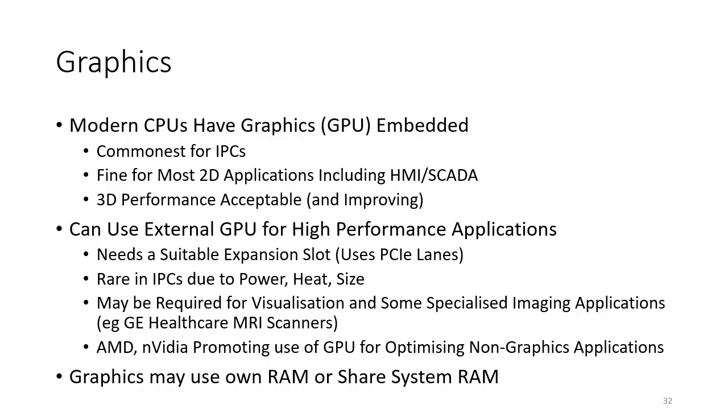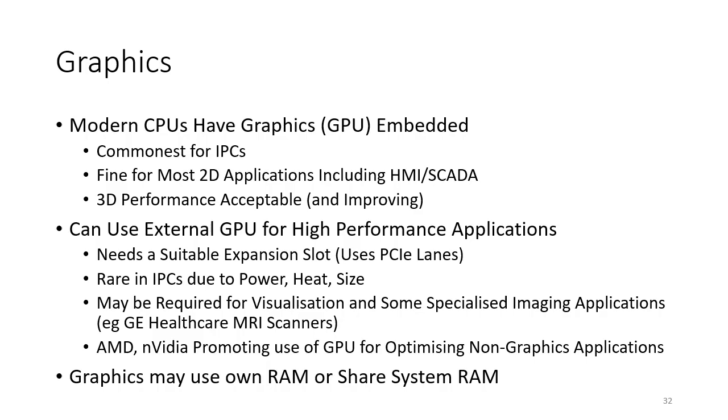Now, another aspect about graphics is, regardless of which you've got, GPU embedded or high performance, typically the graphics may have its own RAM, or it may share system RAM. So you do need to be a bit careful, because sometimes some of your system RAM is being used for graphics as well. So again, that's something to take care of: how much RAM do you actually have available, depending on what sort of graphics you've got.